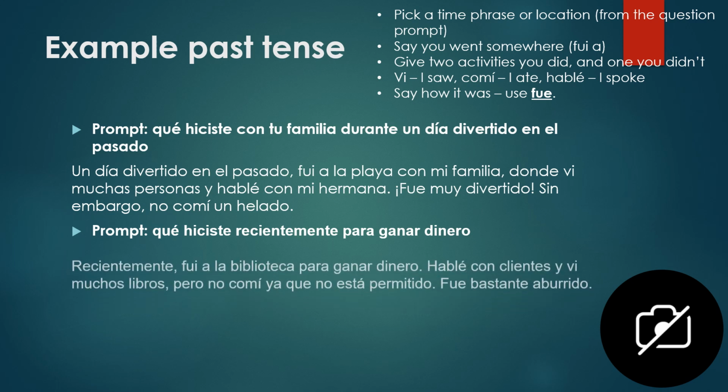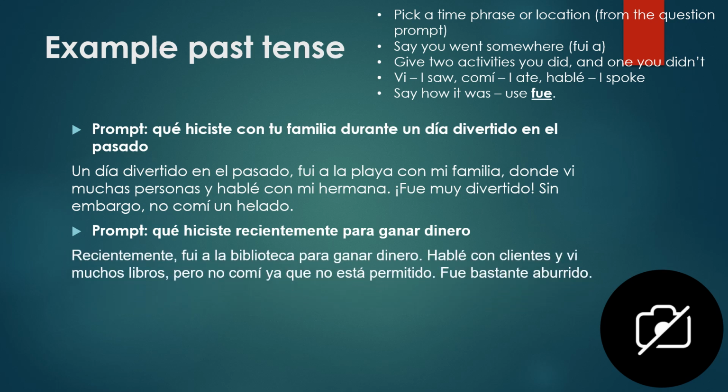Another example, ¿qué hiciste recientemente para ganar dinero? You'll notice I've used the same 3 verbs that I said I would. Ideally here you would say trabajé en or trabajé de, to say I worked as. Trabajé como is another alternative. But here I've just gone with recientemente, lifting that out of the question. Fui a la biblioteca para ganar dinero. Hablé con clientes y vi muchos libros. I know it's not that strong saying vi muchos. I saw a lot of books, of course you did in the library. Pero no comí ya que no está permitido.